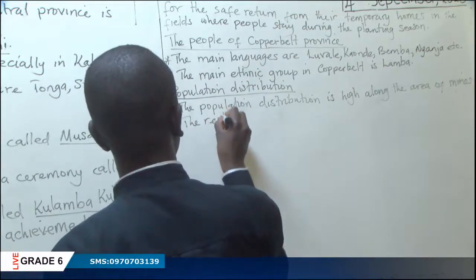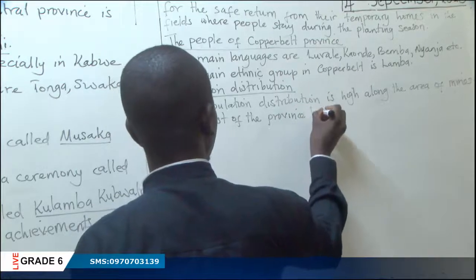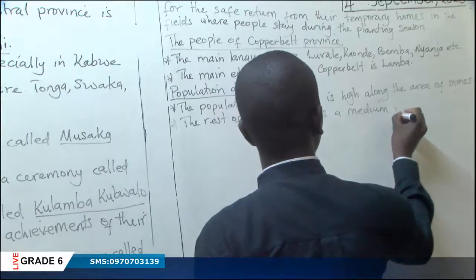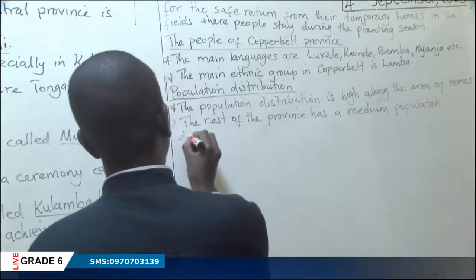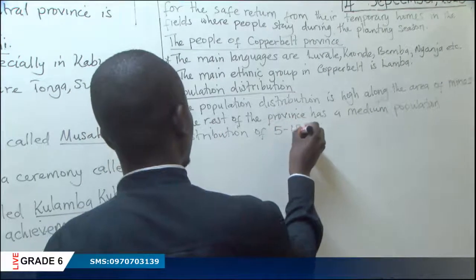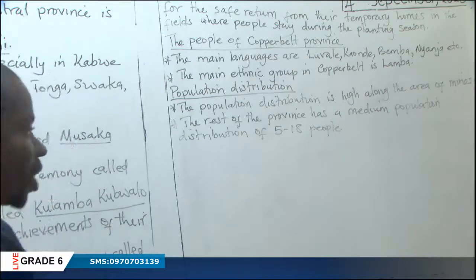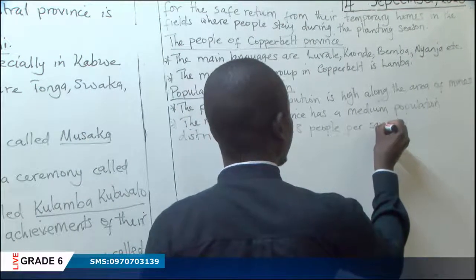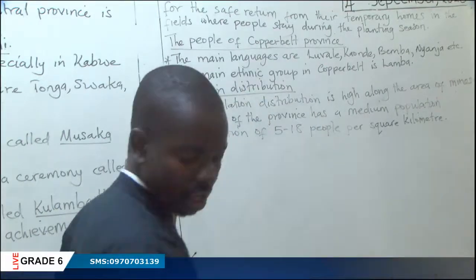The rest of the province has a medium population distribution of 5 to 18 people per square kilometer. All right? Per square kilometer.